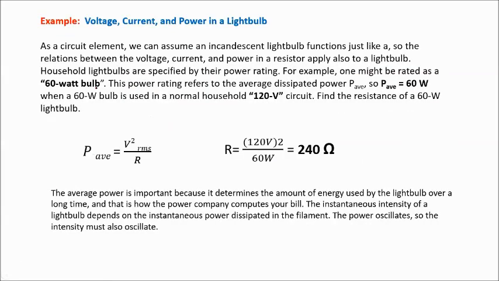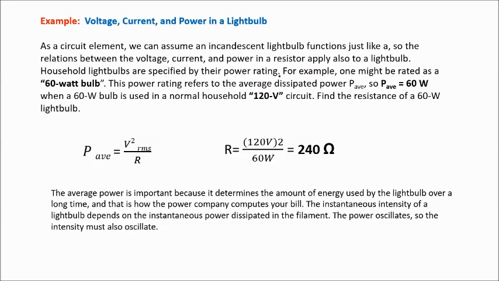Another example, as a circuit element, we can assume an incandescent lamp or light bulb. Yung incandescent light bulb, yung bulb na medyo orange o yellow yung color ng ilaw. So the relationships between the voltage, current, and power in the resistor apply also to light bulb. Household light bulbs are specified by their power rating.